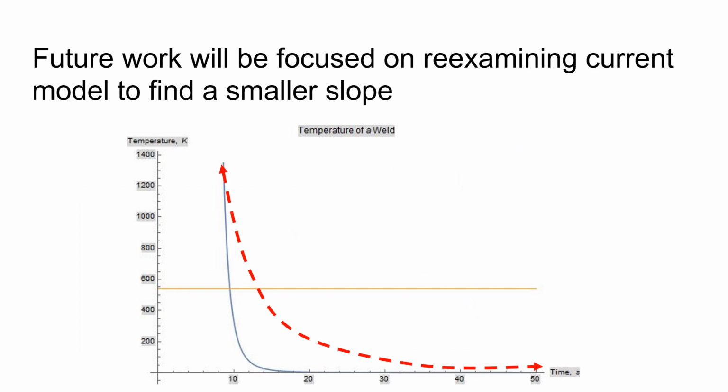In order to develop an accurate model, it is recommended that another look at the model be taken to determine why the slope was so high. An effort to obtain a model that levels off a little bit slower is recommended, much like the red dotted line that is shown there.